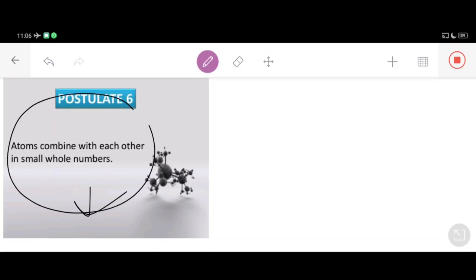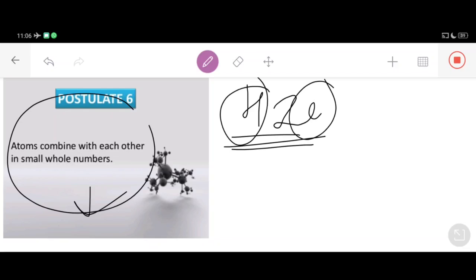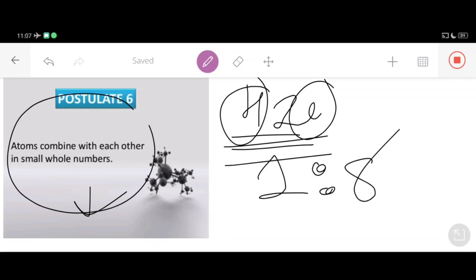Let's consider the example of water. This is the formula of water. It is a compound of hydrogen and oxygen. Whenever water is formed, it's a chemical combination, as in the sixth postulate. That means during a chemical combination of hydrogen and oxygen, there is always the formation of water, my dear students. The ratio between these is always 1:8. This is a simple whole number ratio. Whatever may be the source from which the compound is obtained, the ratio will always remain the same. That means it's always made up of the same elements in the same proportion by mass.